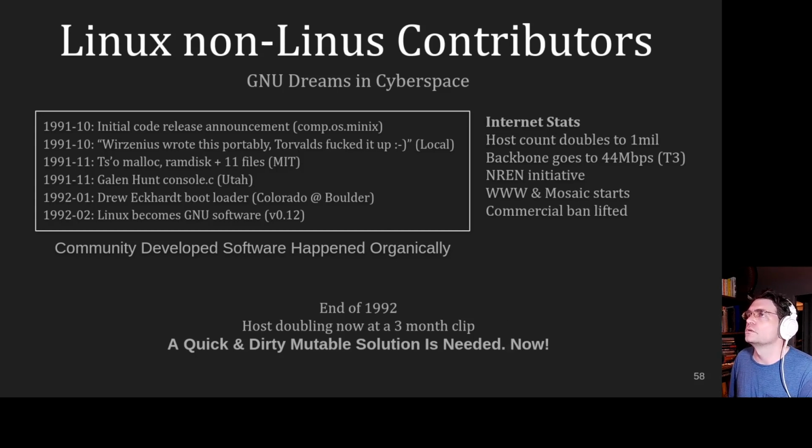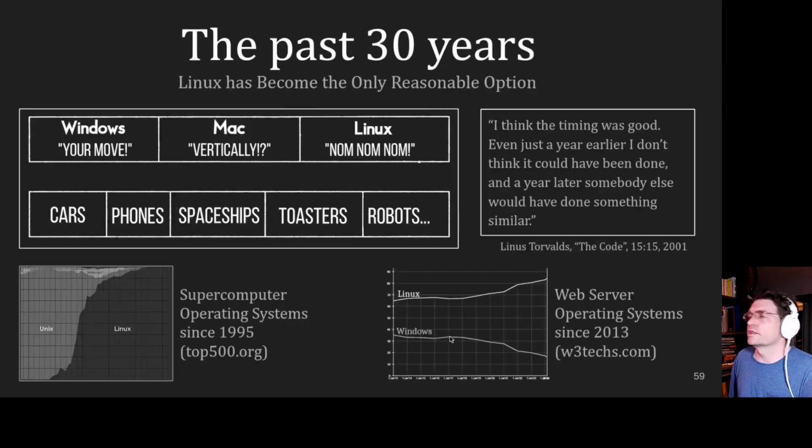So that means in the past 30 years, we basically have these paradigms. Windows basically has the vendor trying to do the support. They don't do the support. Mac says, sure, we'll do that, vertically integrated, if we control everything, and Linux basically eats it all up. So that means you find Linux in cars, phones, spaceships, toasters, robots.